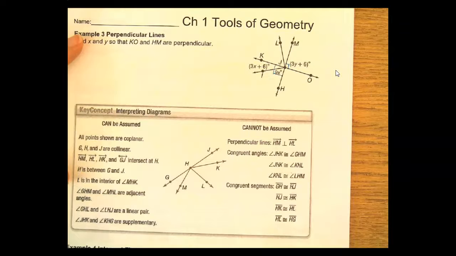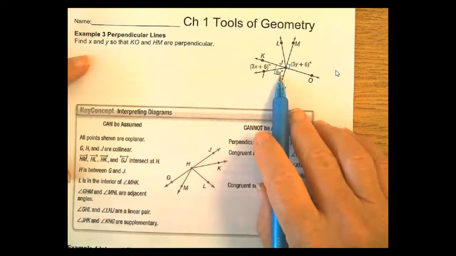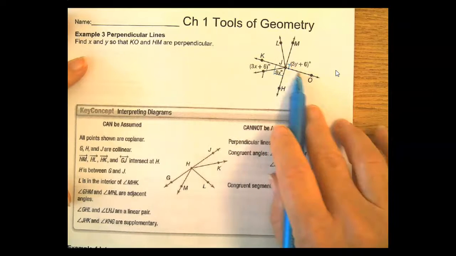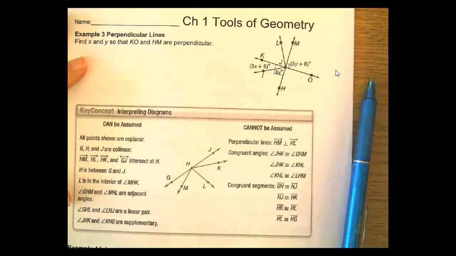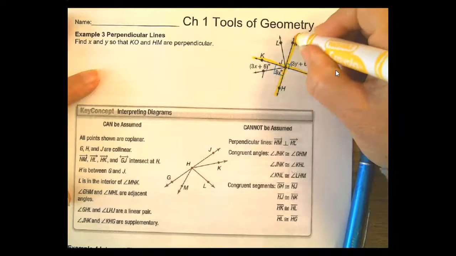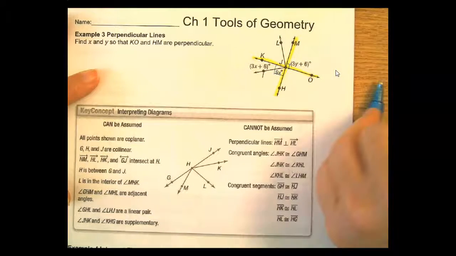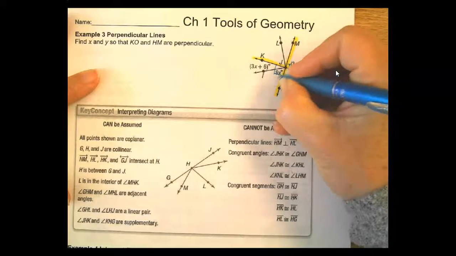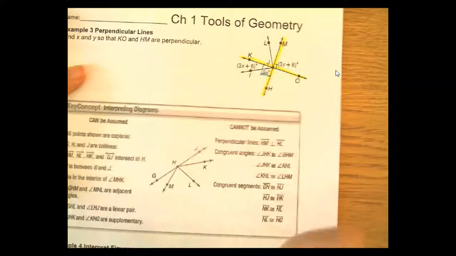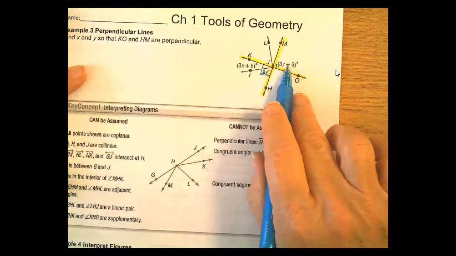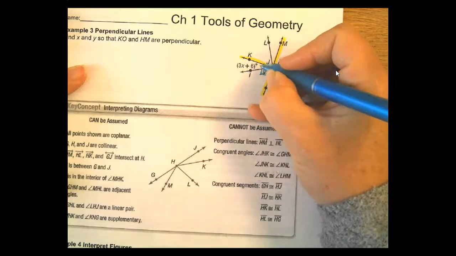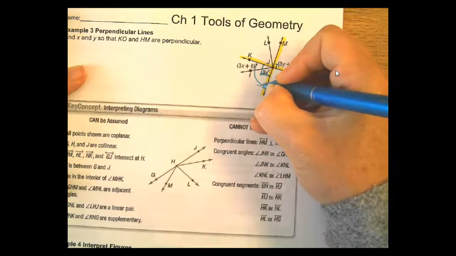Here it says to find x and y so that KO and HM are perpendicular. Sometimes I like to outline these, K to O and H to M. That's why I put in these little boxes. You can see that this side and this side are 90 degrees. Having said that, I know that this is going to equal 90, and these two together are going to equal 90.